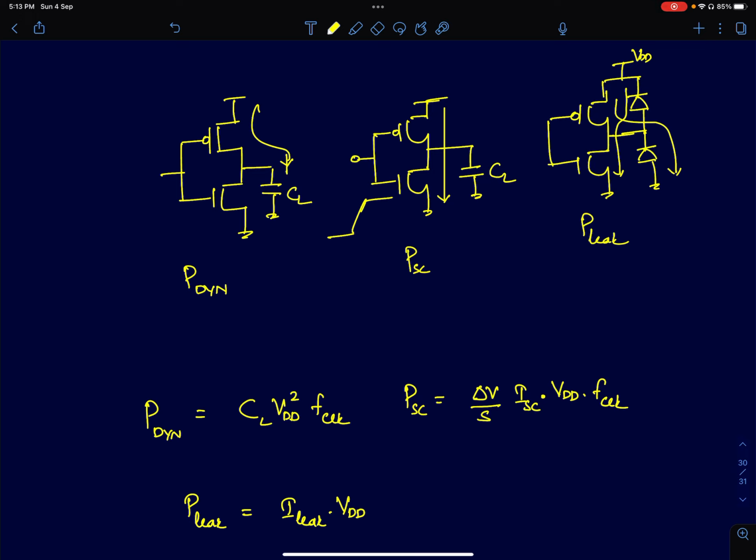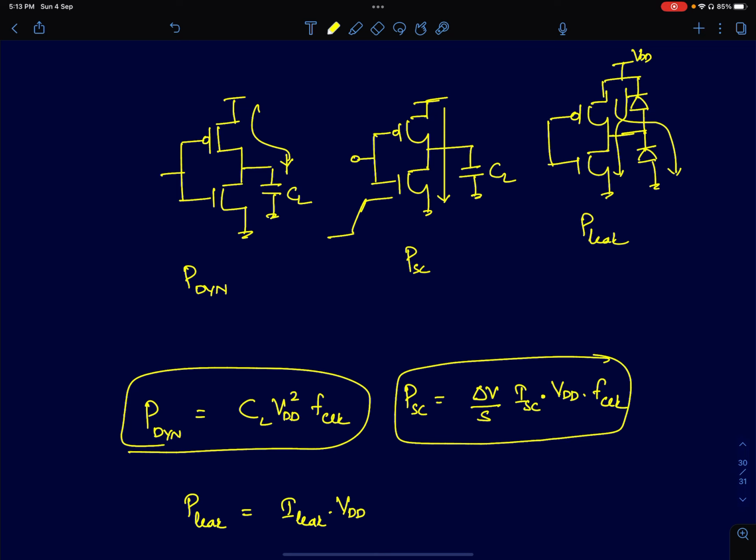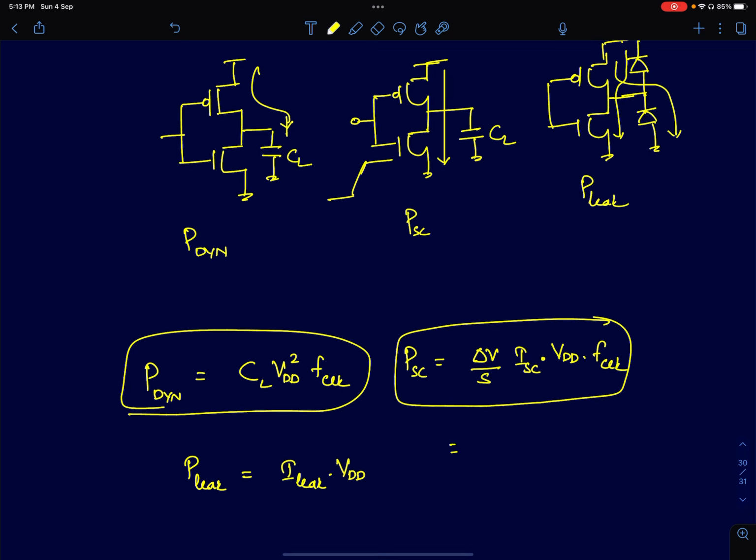So you have dynamic dissipation, which depends upon the load capacitance, supply, and clock. And then we have the short circuit dissipation. I've written this expression in terms of slope, but you can also write it as alpha times T_R times I_peak times VDD times F_clock. So it can also be written in terms of the rise time. If your slope is infinity, rise time is 0.